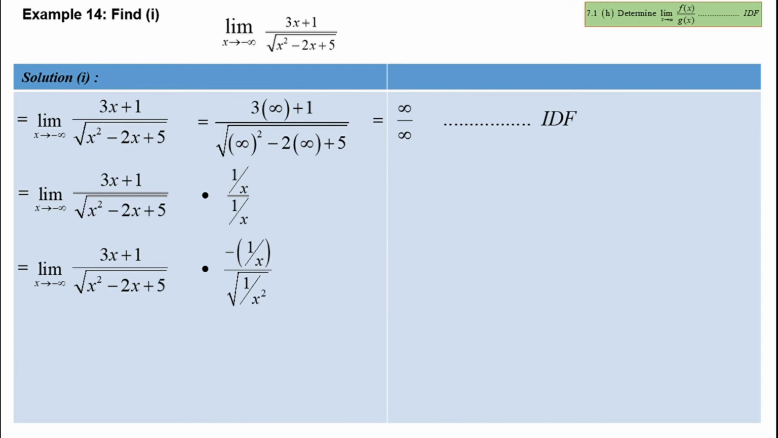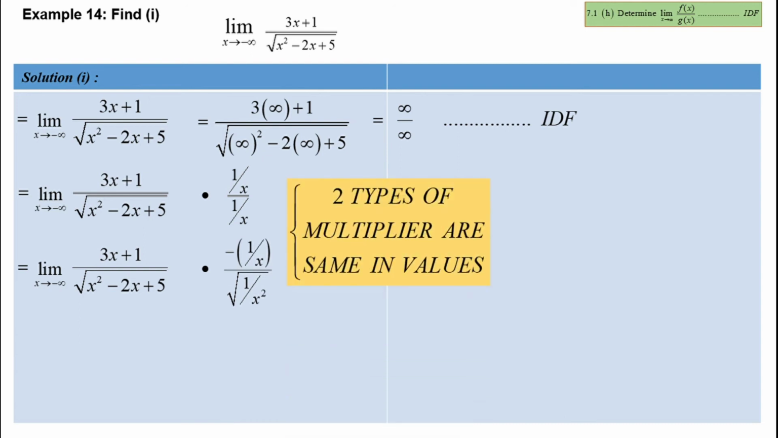Please bear in mind that these two types of multiplier are the same in values. You may test it by yourself. Then, we need to simplify this function before we finish with a limit. And it will be like this.